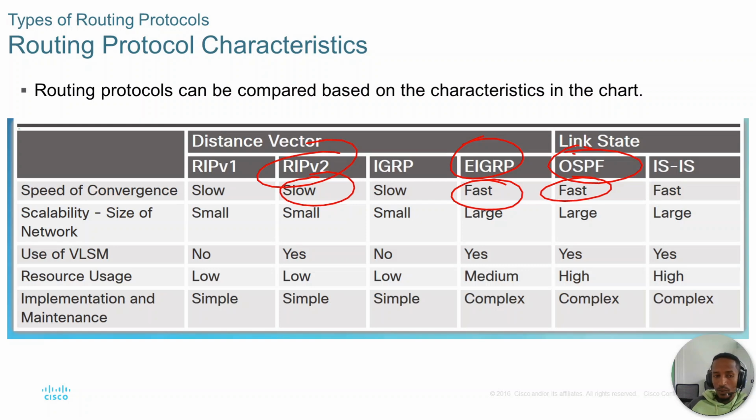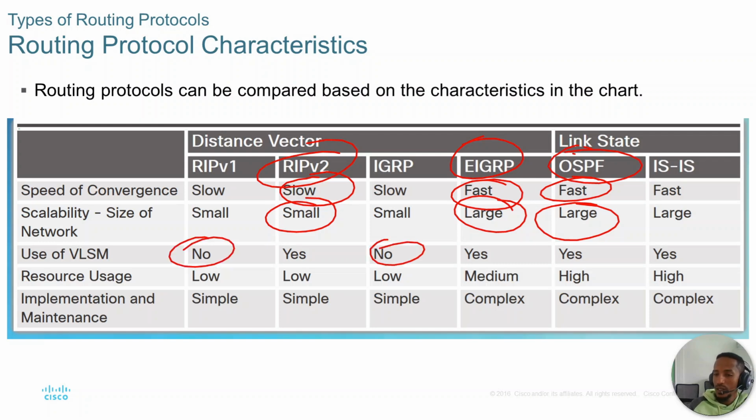What about scalability? When we say scalability, as the number of routers is increased, what will happen to the routing protocol? If it is RIP2, you can see that it cannot scale that much. If it is EIGRP and OSPF, they can scale to a large network. So that's one advantage. Another one is the use of variable length subnet masking. All of them will use it except the older ones. The older ones do not use variable length subnet masking.